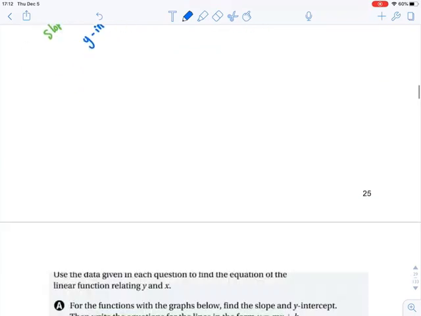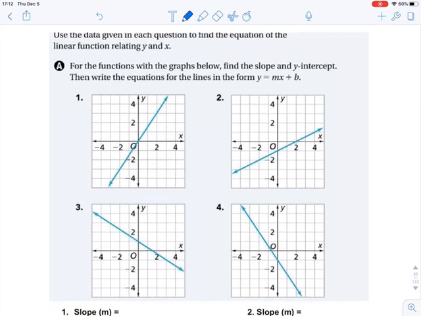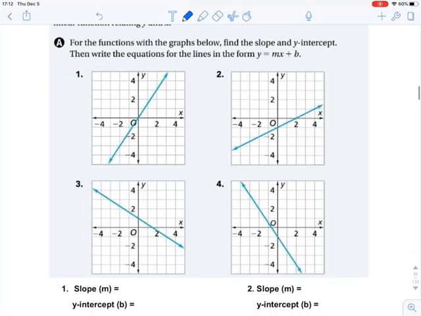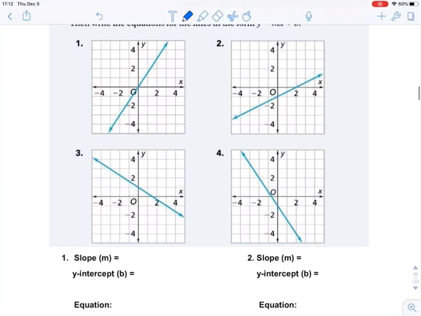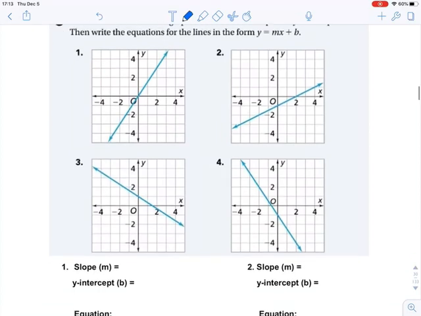Okay. All right, so it says on the next page, use the given data in each question to find the equation of the linear function relating y and x. So basically what they want you to do is write the equation for each one of these. Find the slope, the equation, and the y-intercept. I'm going to do the first one with you guys, and if you'd like to, you can skip ahead, and I know you should know how to do this, but if you're not sure, you can follow along. I'm going to do question number 2.